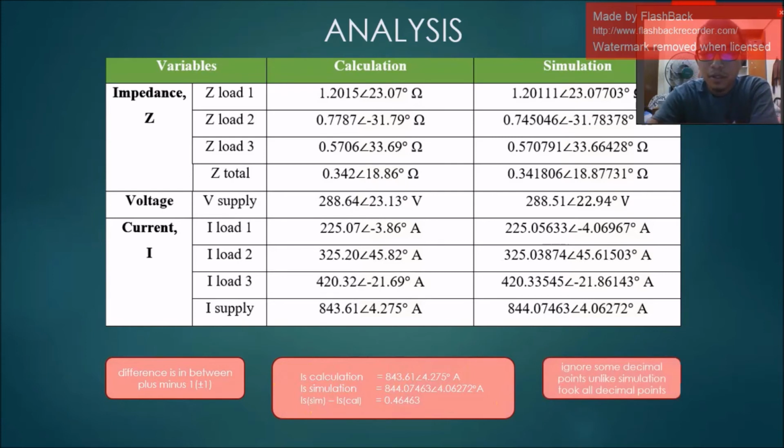This is because in the calculation we ignore some decimal points. Unlike the simulation, we took all the decimal points, so there might be a slight difference in the results, but it is still the same. It can still be considered.